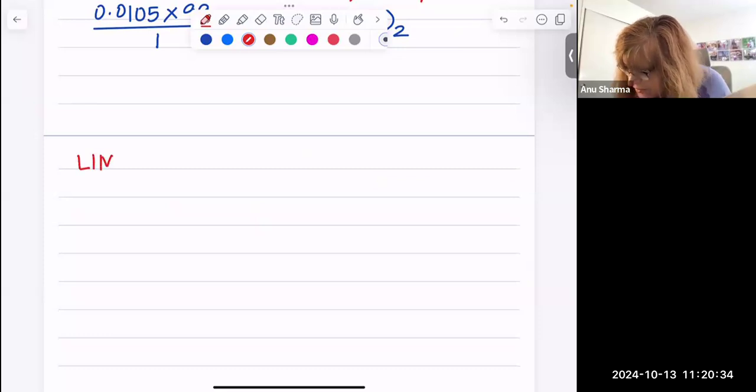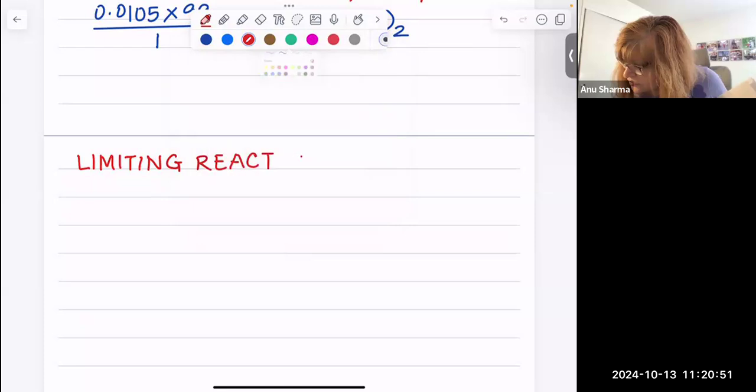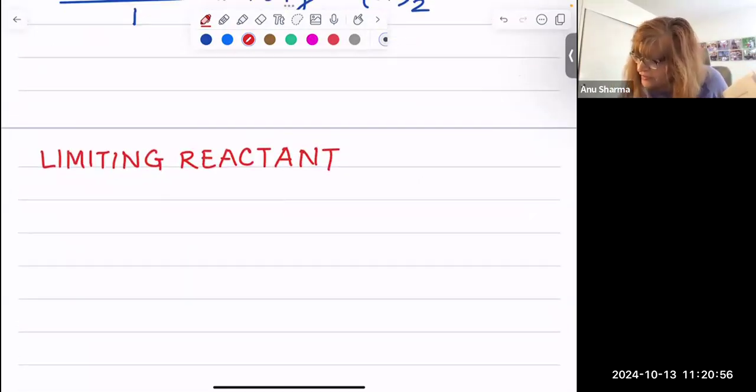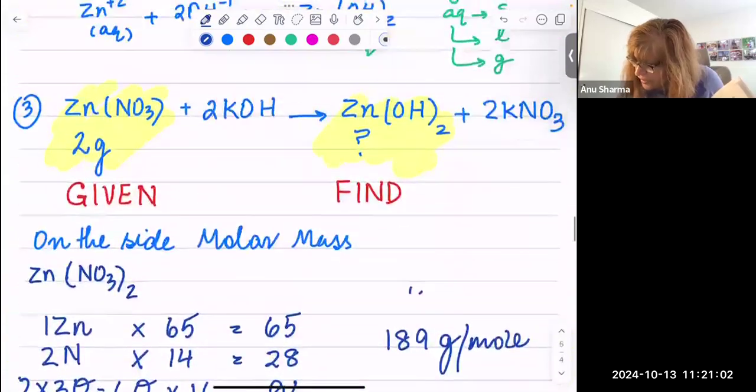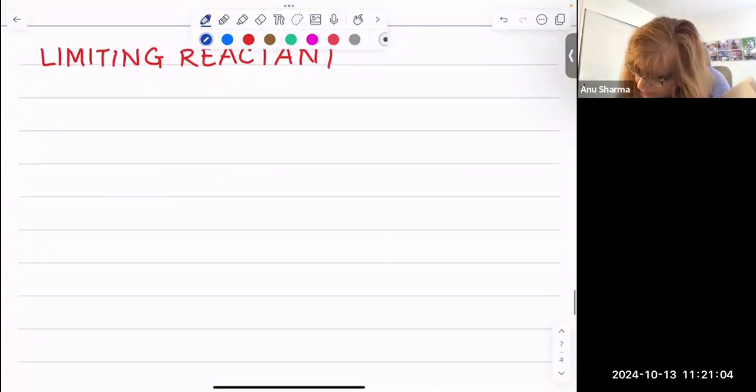The only difference is we look at the species that gives you the lowest final product. So reactant. I'm going to do one, and that is the last one today. So this is the 4. This was 3, 4. Limiting reactant problem 4.